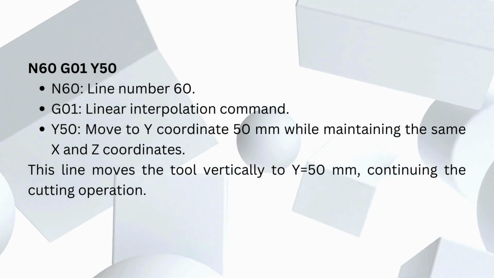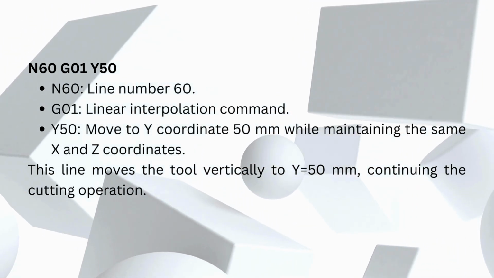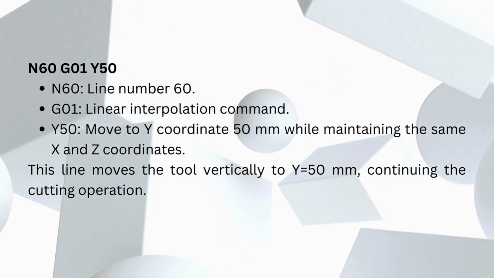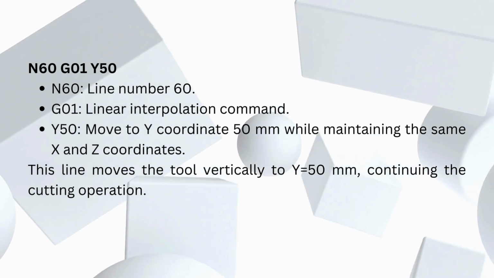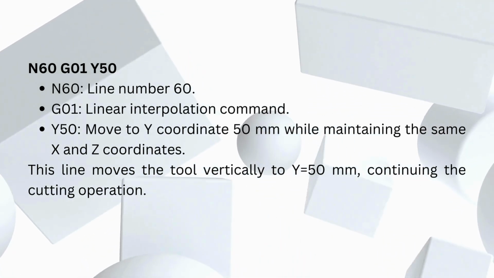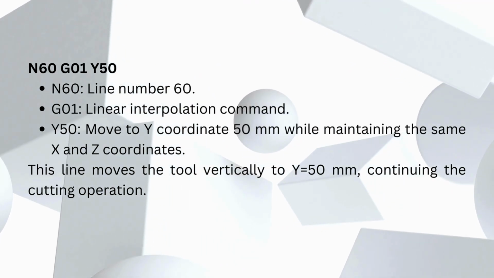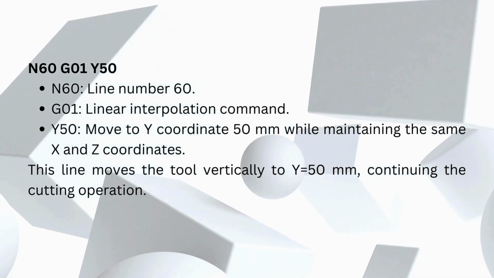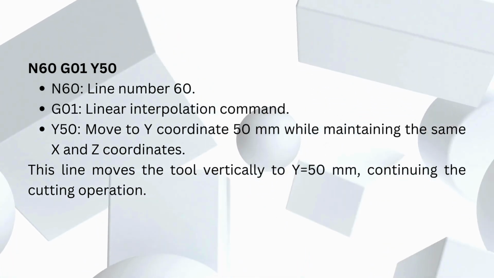N60, G01, Y50. N60, line number 60. G01, linear interpolation command. Y50, move to Y coordinate 50 mm while maintaining the same X and Z coordinates. This line moves the tool vertically to Y equals 50 mm, continuing the cutting operation.